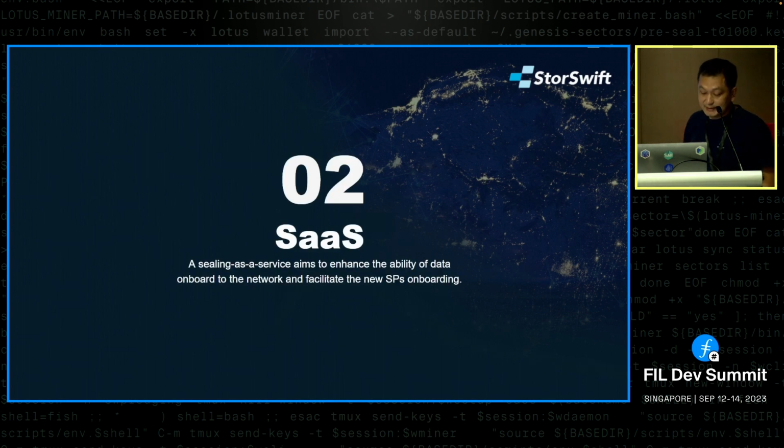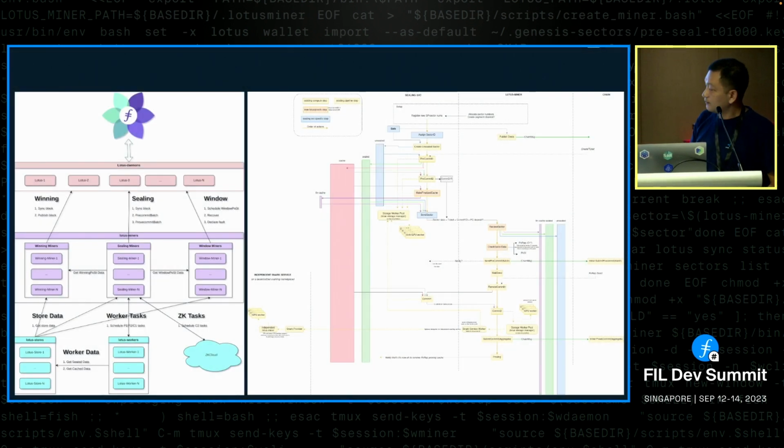Okay, let's step into the scaling as a service, which aims to enhance the ability of data onboarding to the network. Here is the overview of the scaling as a service. The left demonstrates the service architecture according to the business model.